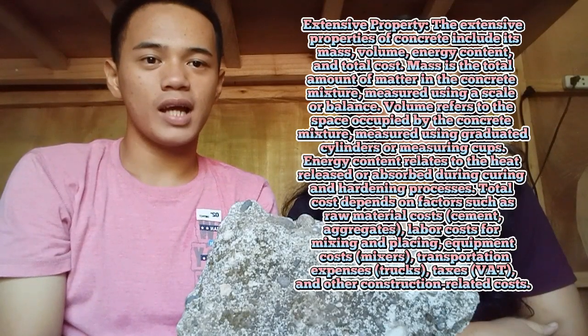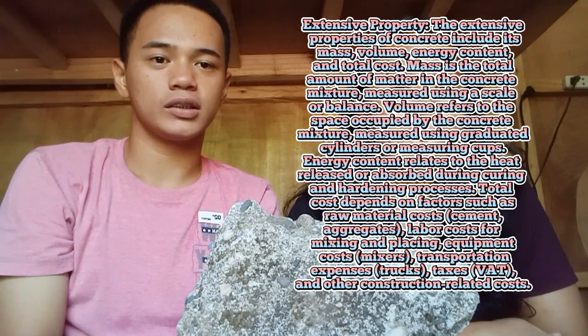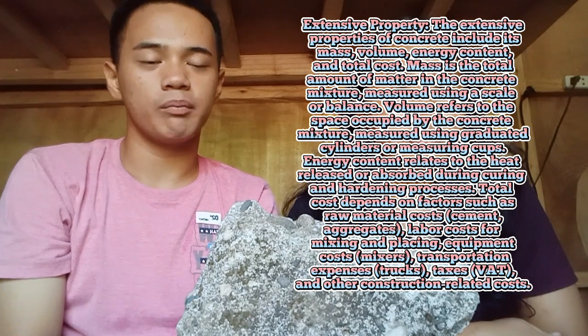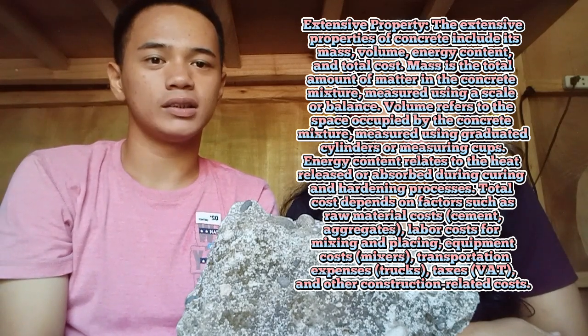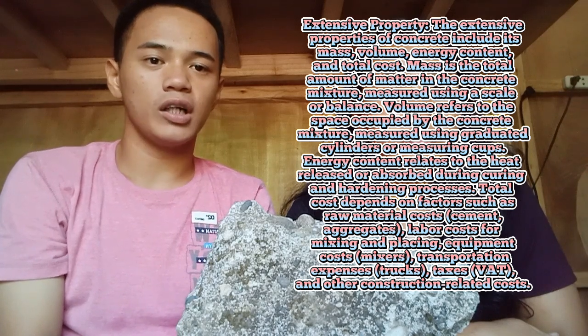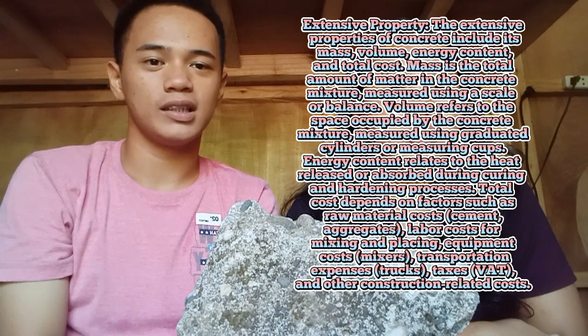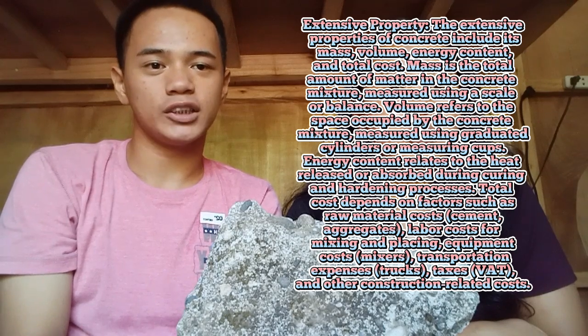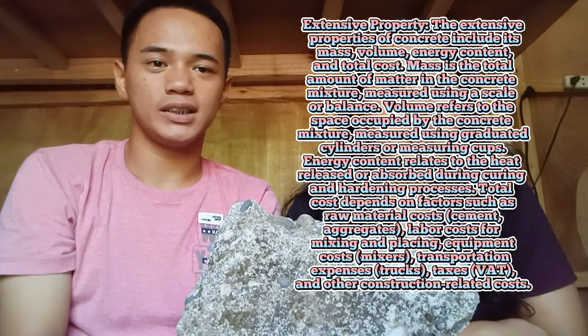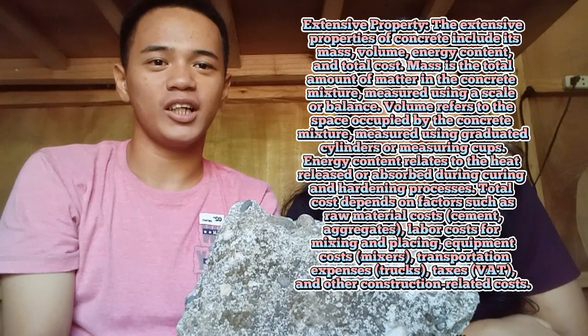Extensive property. The extensive properties of concrete include its mass, volume, energy content, and total cost. Mass is the total amount of matter in the concrete mixture, measured using a scale or balance. Volume refers to the space occupied by the concrete mixture, measured using graduated cylinders or measuring cups. Energy content relates to the heat released or absorbed during curing and hardening processes. Total cost depends on factors such as raw material costs, such as cement and aggregates, labor costs for mixing and placing, equipment costs, transportation expenses, and other construction related costs.